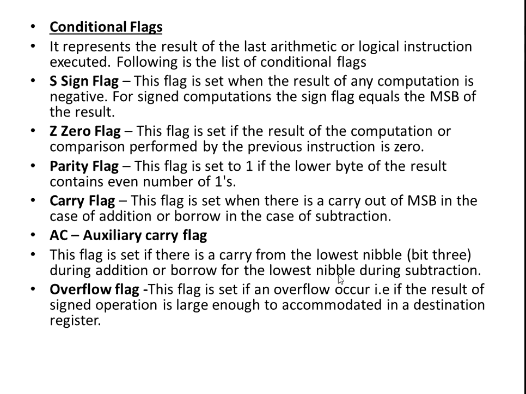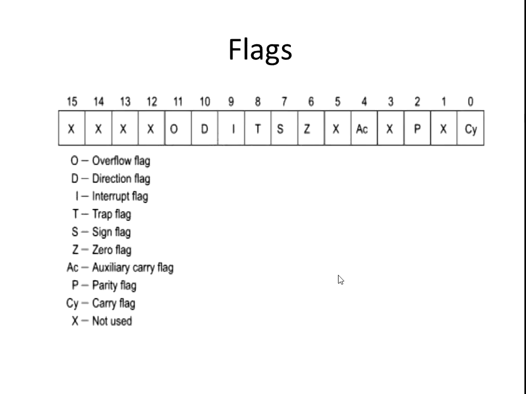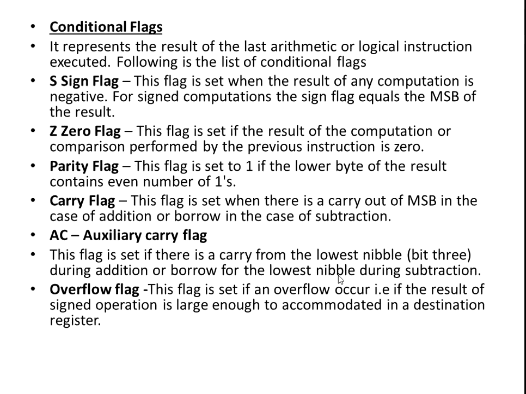Next is the auxiliary carry flag, AC, with the index number 4. This flag is set if there is a carry from the lowest nibble during addition or a borrow for the lowest nibble during subtraction. So if an operation performed in the ALU generates a carry or borrow from the lower nibble, that means D0 to D3, to the upper nibble, that is D4 to D7, the AC flag is set. So the carry given by the D3 bit to D4 is the AC flag. If there is none, it will be reset.